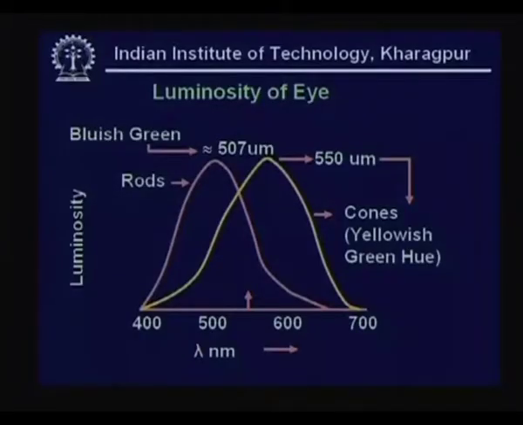In fact, this is a figure which shows the luminosity of the eye with respect to the visible spectrum. There are two curves corresponding to the rod vision and the cone vision. Recall when we saw the luminosity. Luminosity is the ability of our eye to perceive the light.